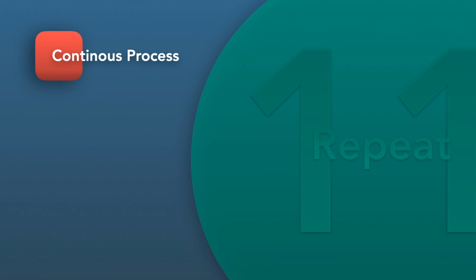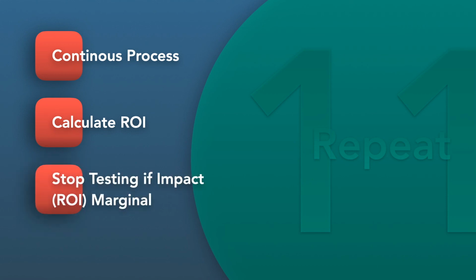Step 11. Repeat. A/B testing is not a one-off activity, but a continuous one. Make sure, though, that it is worth the investment in time and calculate your ROI to focus on the elements that truly will make an impact. Improvement is always possible. The question is to know when to stop testing when the impact becomes marginal.